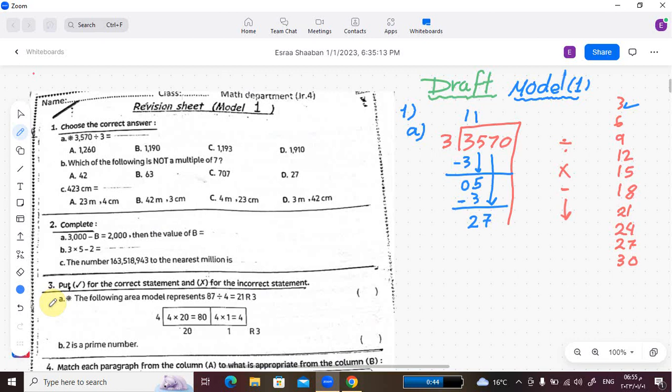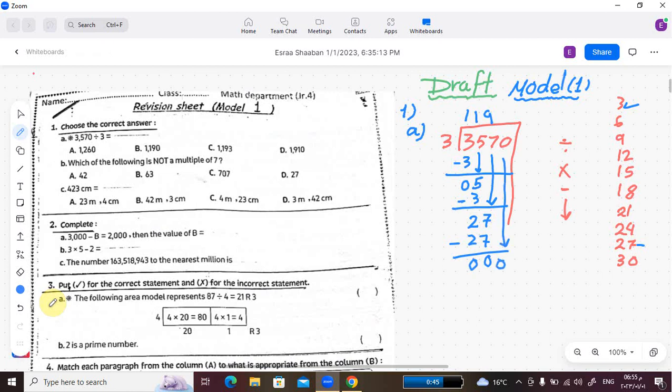And repeat again. 27 divided by 3 is here: 1, 2, 3, 4, 5, 6, 7, 8, 9. After that, 9 times 3 equals 27. And minus. 7 minus 7, 0. 2 minus 2, 0. And drop the last number.